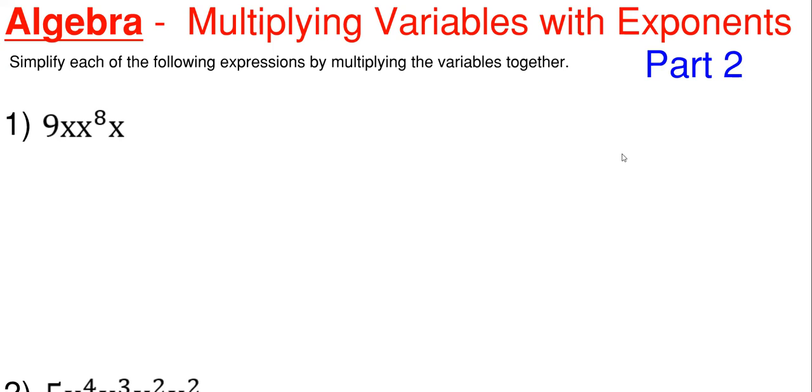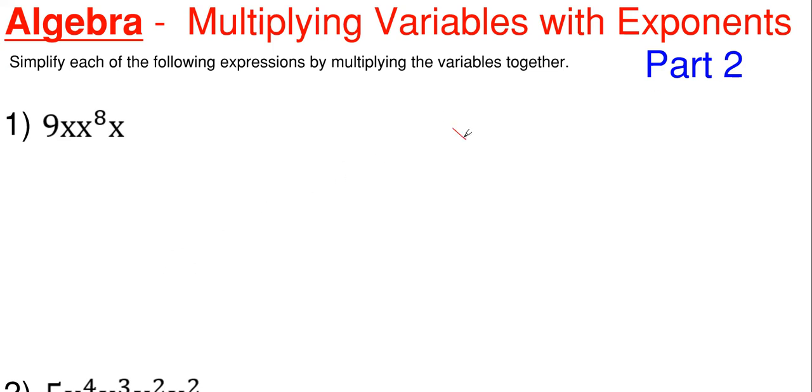So we're covering today's video. We're going to be looking at algebra, at multiplying variables with exponents together, and how to simplify long terms. We're going to have three expressions that we have to simplify by multiplying the variables together to get a single, easier term to use.